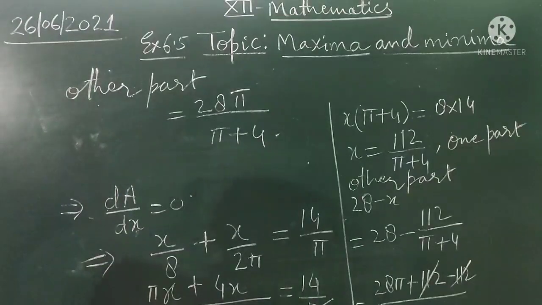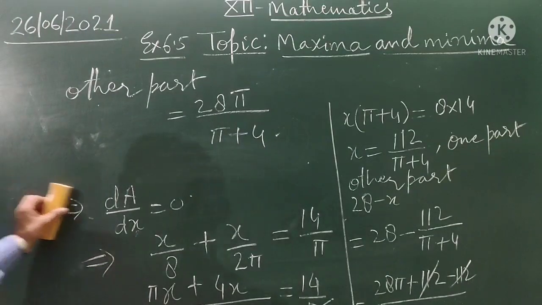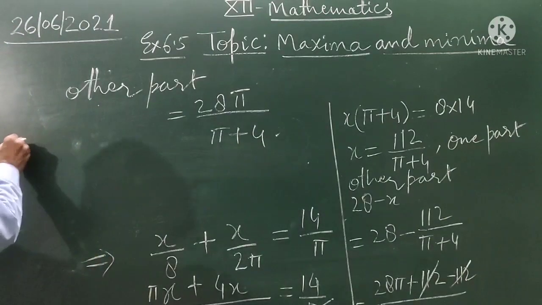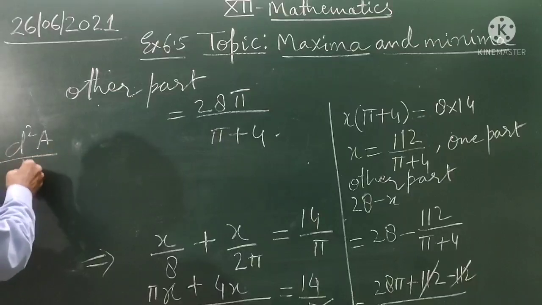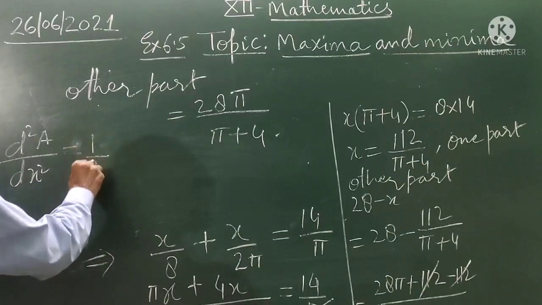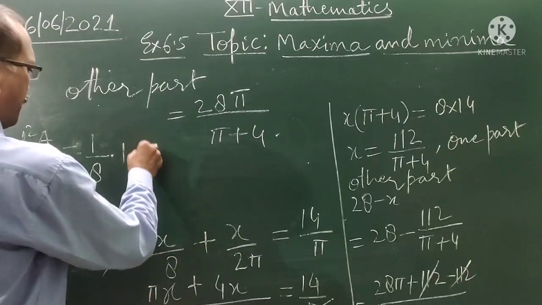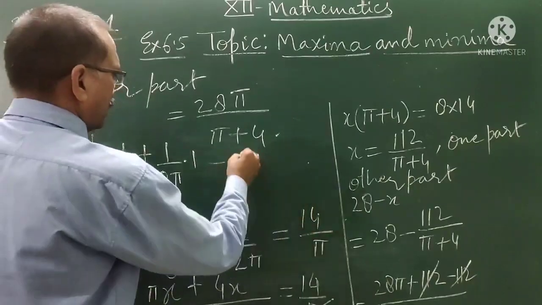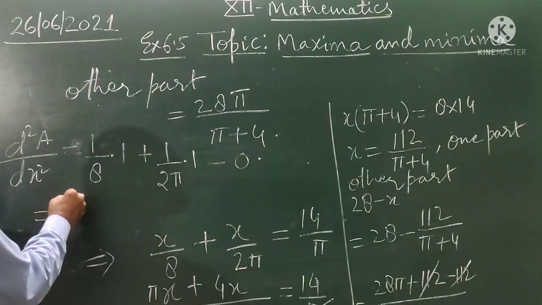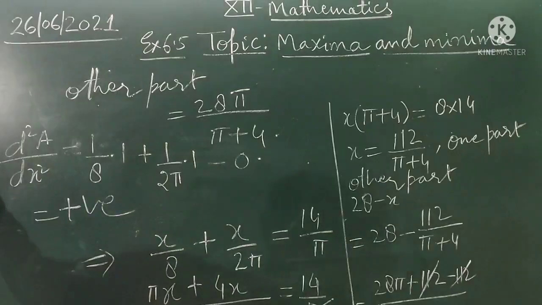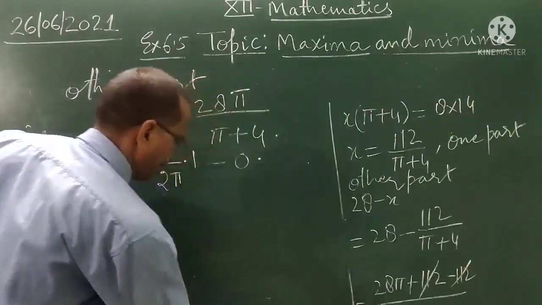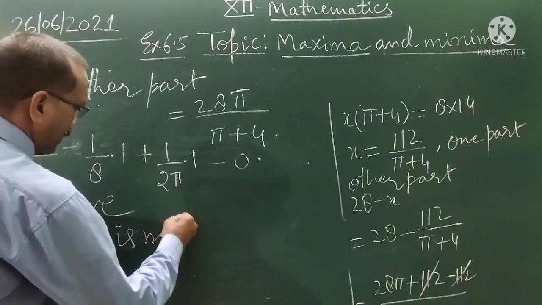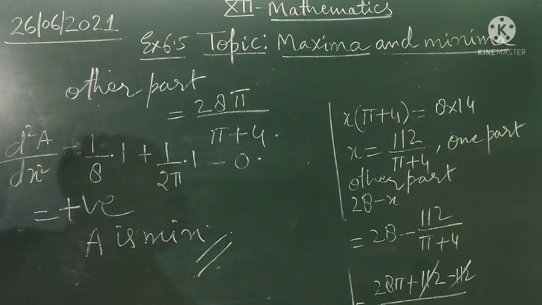Now to check that the area is minimum, let us find the second order derivative. So d2A over dx square equals 1 upon 8, derivative of x is 1, plus 1 upon 2 pi into 1, minus this part is 0. Since it is positive, the area is minimum. Area A is minimum. This is the proof of the question.